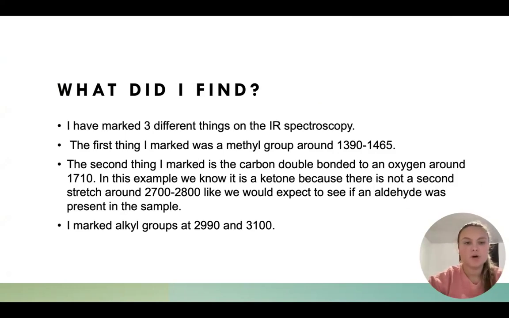We don't really know what we would be looking for. However, in this example and based on the graph we were given, we know it's likely a ketone because there's not a second stretch around 2700 or 2800 like we'd expect to see if an aldehyde was present within the sample. And then the third thing I marked was alkyl groups from 29 to 31.